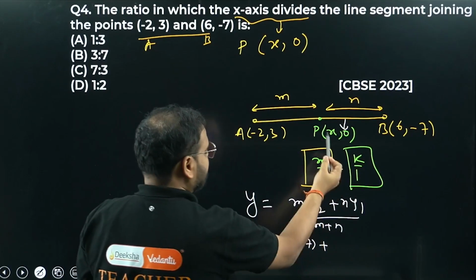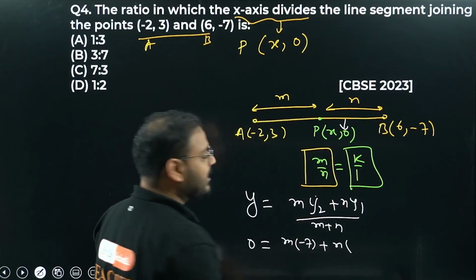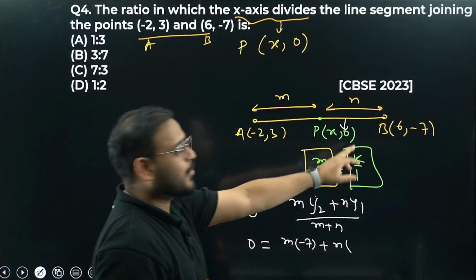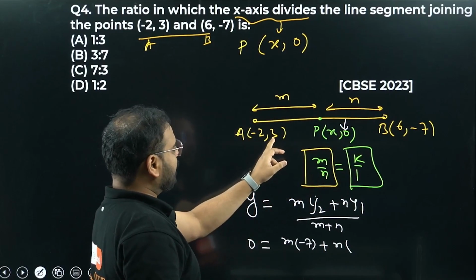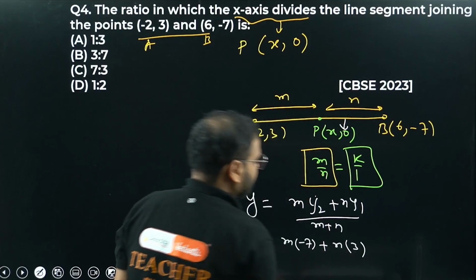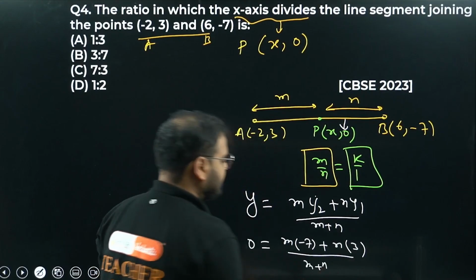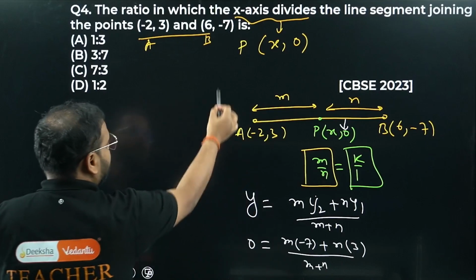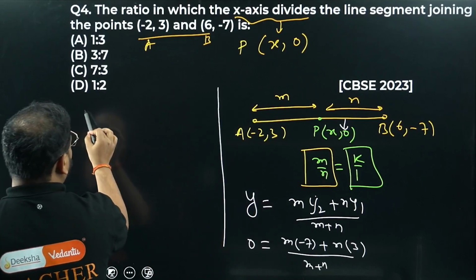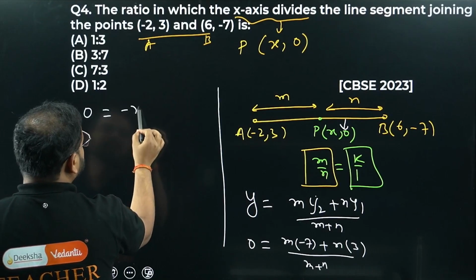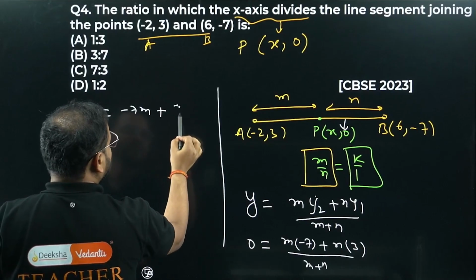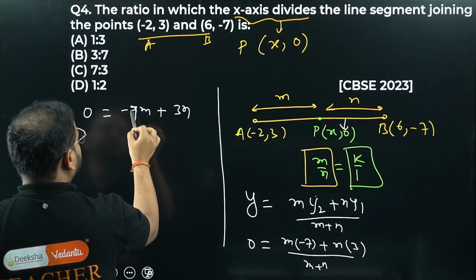And what about n, sir? N is also a variable, unknown. So n like that. And the y coordinate of the other point is 3, over m plus n. Now I can do what? Cross multiply. Have a look. Cross multiplying, I get 0 equals -7m plus 3n. Have a look.